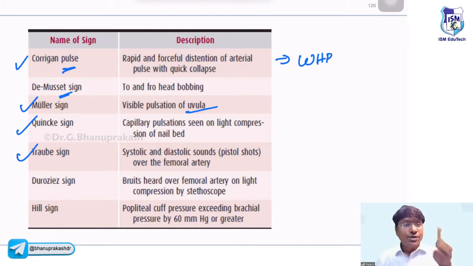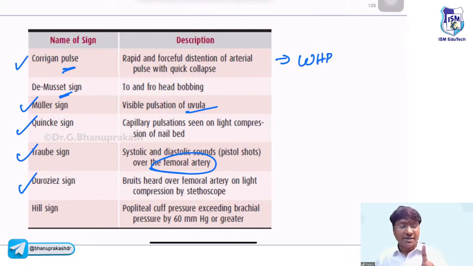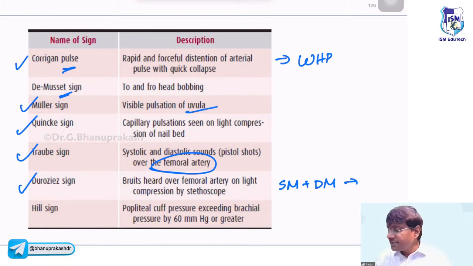It is the pistol shot sounds that are heard over the femoral artery in patients with AR. Next is Durozzi's murmur or Durozzi's sign. What is Durozzi's sign? It is the systolic murmur as well as diastolic murmur that is heard over the femoral artery in patients with AR.